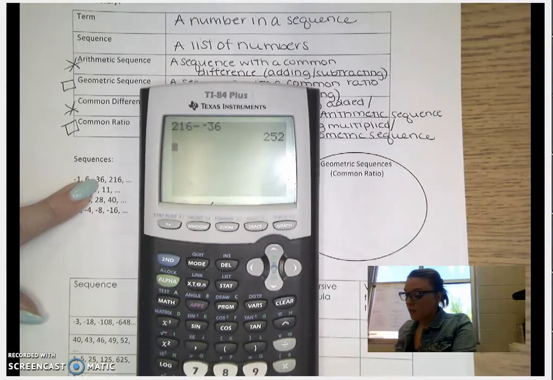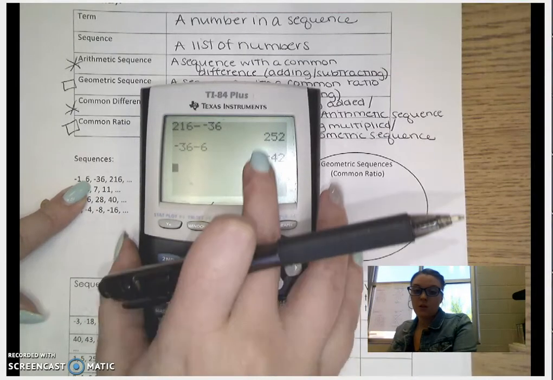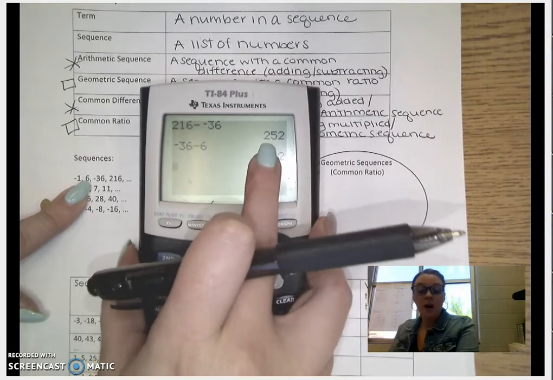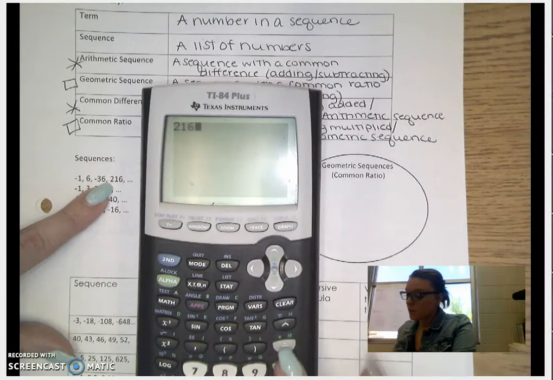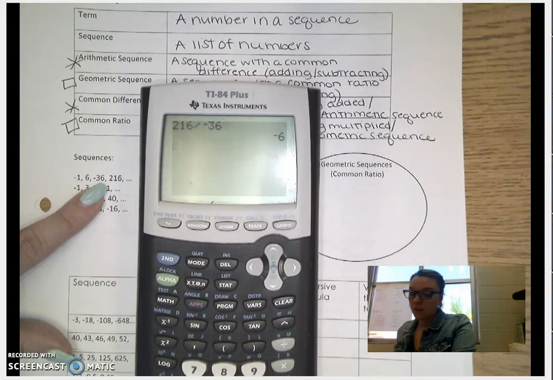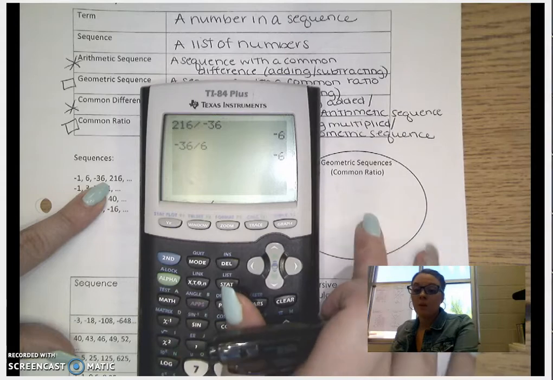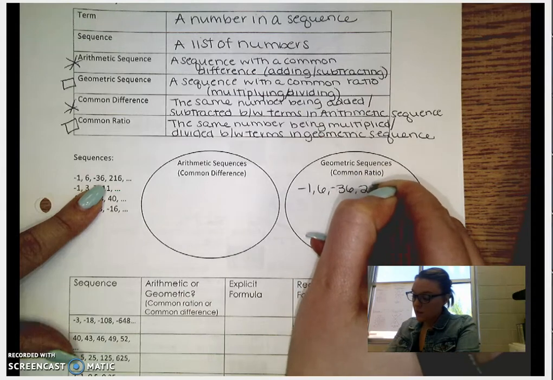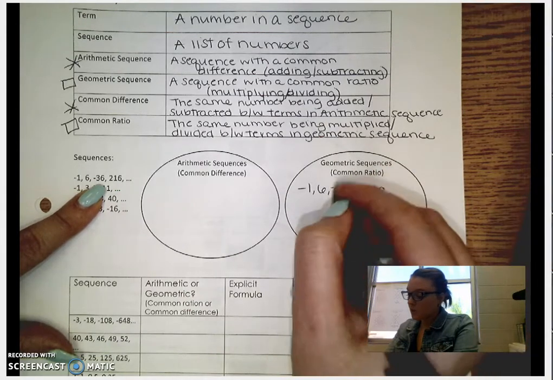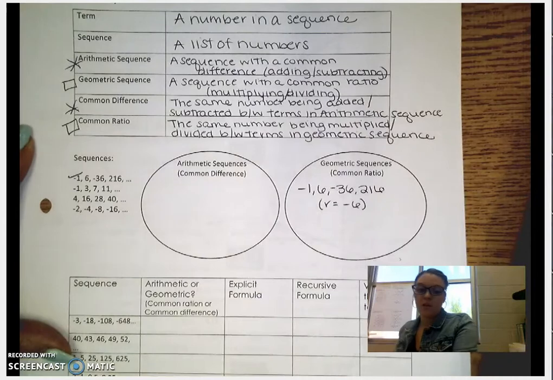252. I'm going to keep going. I'm going to do negative 36 minus 6. And I get negative 42. Those are not the same number. That means we do not have a common difference. So now we're going to see if we have a common ratio. So we're going to do 216 divided by negative 36, and I get negative 6. Negative 36 divided by 6 is negative 6. I get the same number. That means I do have a common ratio. So this first sequence, negative 1, 6, negative 36, 216 is a geometric sequence with a common ratio r of negative 6. So we did that first one.